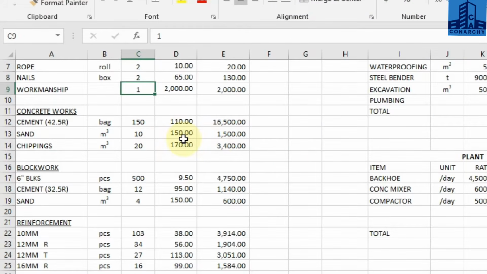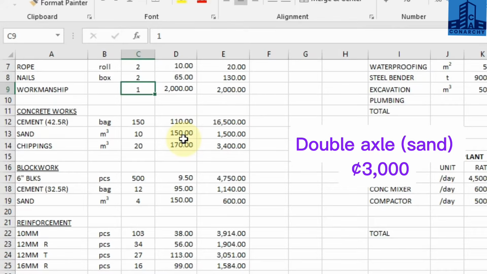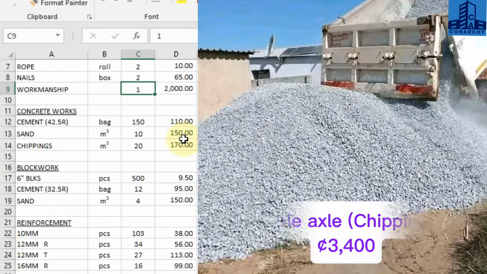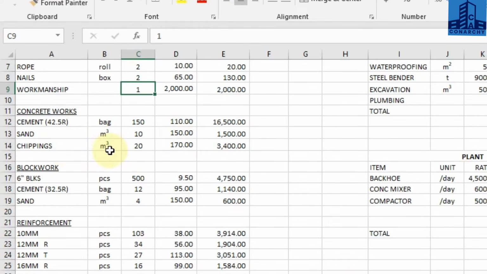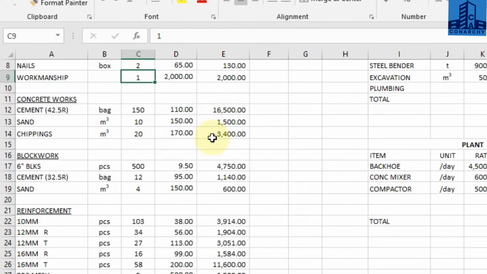150 is the price. I just converted the 20 cubic meters to a cubic meter rate, and every cubic meter is costing around 150 cedis for your sand. So the double axle truck is costing around 3,000 cedis, and that of chippings is costing around 3,400 cedis. It actually depends on the location. With the chippings, this is the volume I'll be using, 20 cubic meters, a big double axle truck. I just multiply the 20 by 170. I've converted to a cubic meter rate so that I get my value for the entire concrete works.